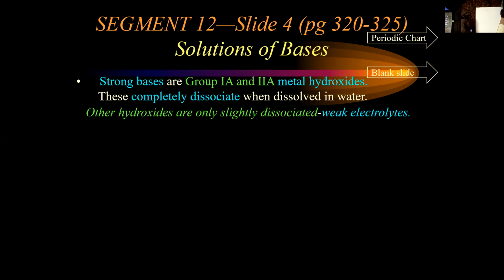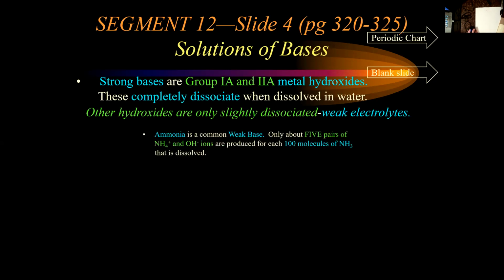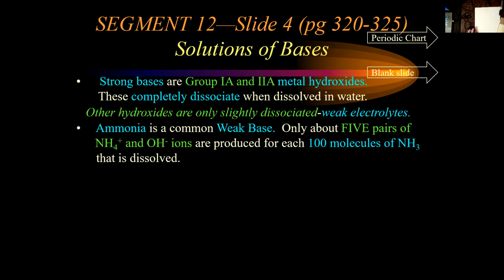But you don't really have ammonium hydroxide. I have seen bottles labeled in the laboratory ammonium hydroxide. Well, that's not quite true. There's a little bit, maybe 5% of the solution is ammonium ion and hydroxide ion, but 95% of it is just dissolved in the water. That's just the way all weak electrolytes do. So ammonia is a weak base. You get about 5 pairs of ions for every 100 molecules of ammonia dissolved. I told you it's about 5%.